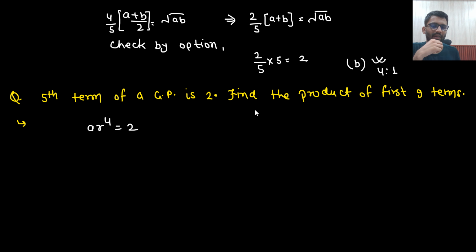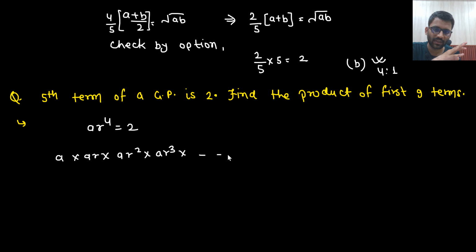What do you need to find? Product of first 9 terms. Is there any formula? No. We don't remember any formula for the product. So A into AR into AR square into AR cube, in this manner, 9 terms, that means up to AR to the power 8. This is what we need to find.